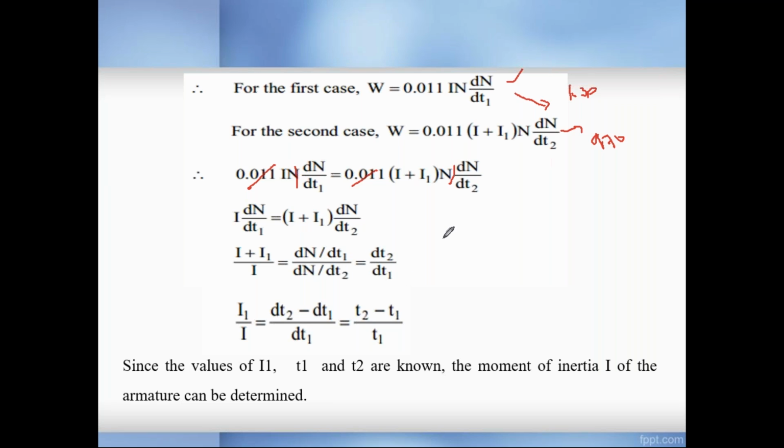Now from this equation I need the value of I. I kavali ela raskochu, how can we write the I value from this equation? You know that I1 by I equals (t2 minus t1) divided by t1. Now by using this equation, I need to find the I value. I is equal to I1 t1 by (t2 minus t1). I is equal to I1 into t1 divided by (t2 minus t1).